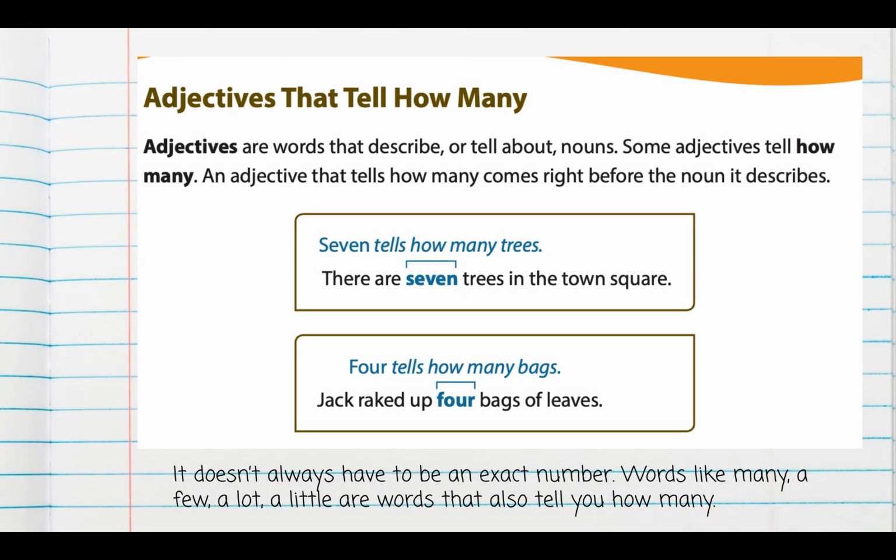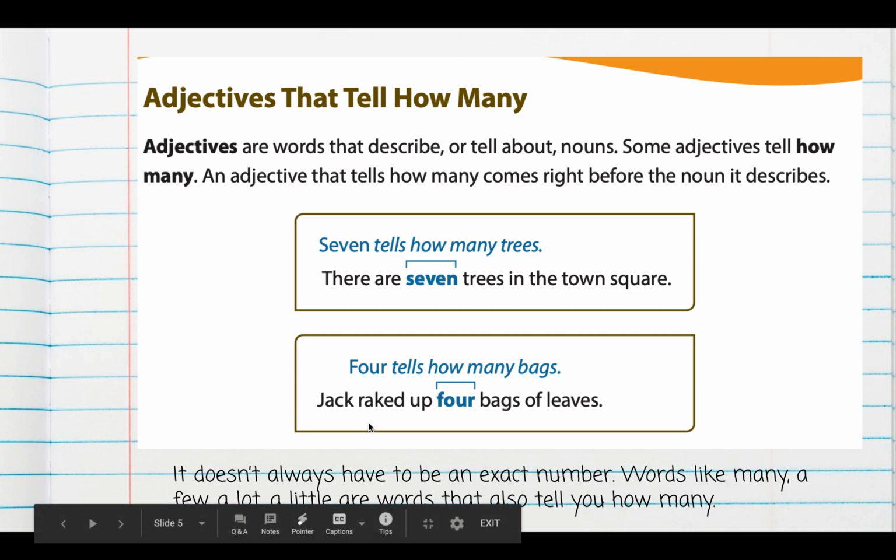So sometimes adjectives can also tell us how many. In this example up top, it says there are 7 trees in the town square. Here my noun is trees, and 7 tells me how many, but the word 7 is also describing the trees. So adjectives can tell us what kind, but also they can tell us how many. Jack raked up 4 bags of leaves. Here we are looking at the word bags, and 4 tells us how many bags.